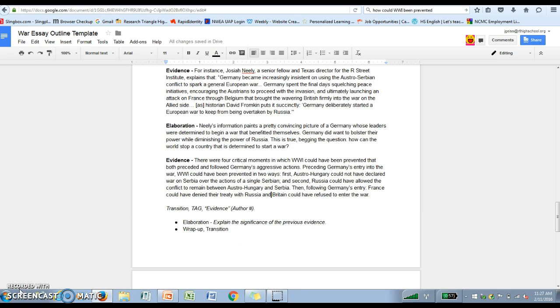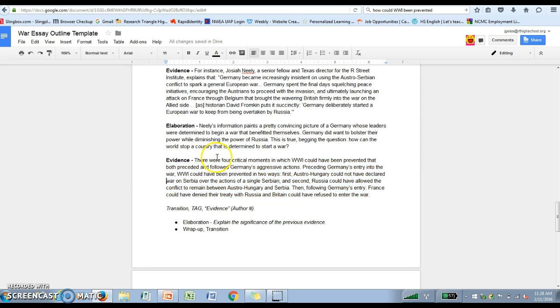Let's take a look at our second piece of evidence. So remember that this evidence here should directly contradict this evidence here, because this evidence is the position of your opposition, and this evidence is the evidence that you're going to use to prove that your opposition is wrong. So at the end of our last elaboration, I asked the question, how could you stop a country that is determined to start a war? This evidence is going to provide the information necessary to answer this question.